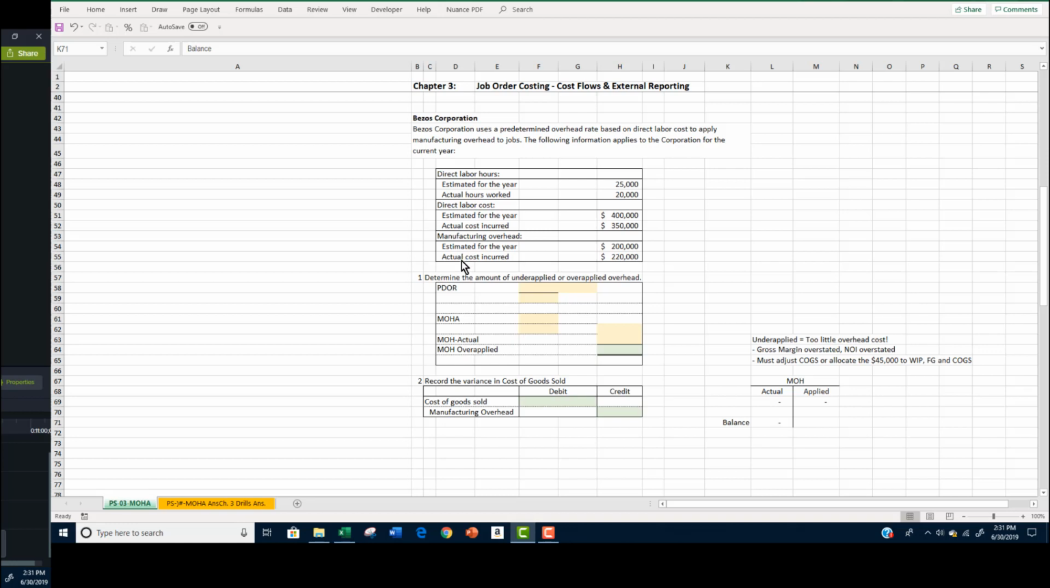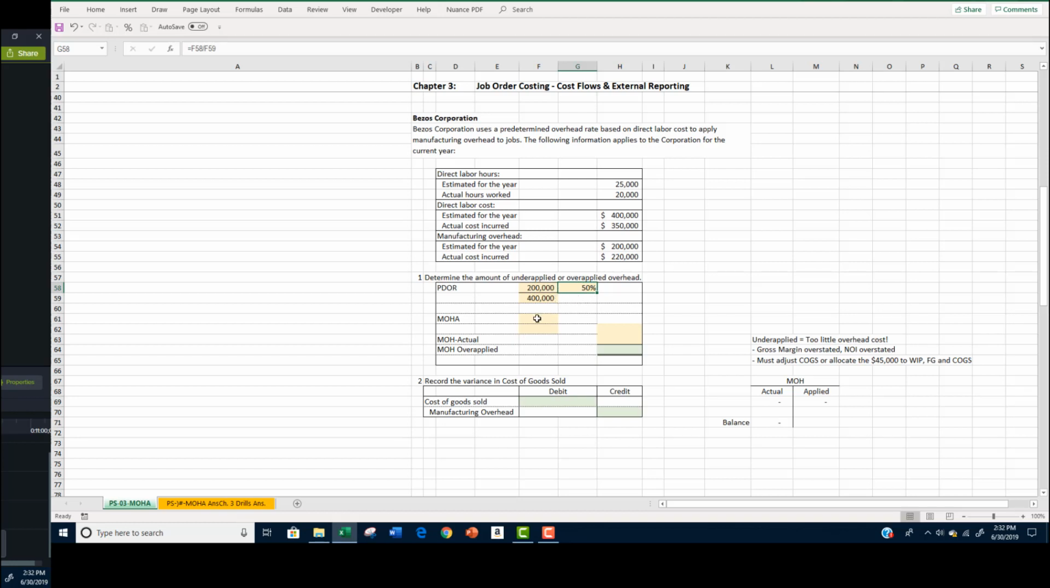So the first thing we need to do again is figure out what the predetermined overhead rate is. Predetermined overhead rate again is estimated manufacturing overhead divided by the estimated amount in the activity base. The estimated amount for the overhead was 200,000. The estimated amount in the activity base is 400,000 because 400,000 is the estimated direct labor cost for the year. The PDOR is 50%. 200,000 divided by 400,000 is 50% or 0.5.